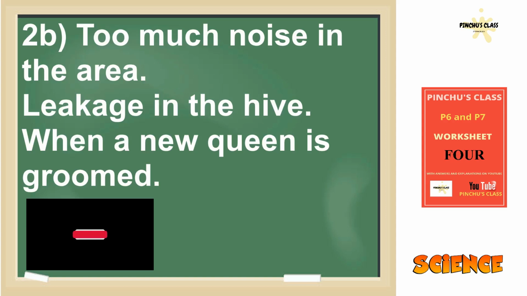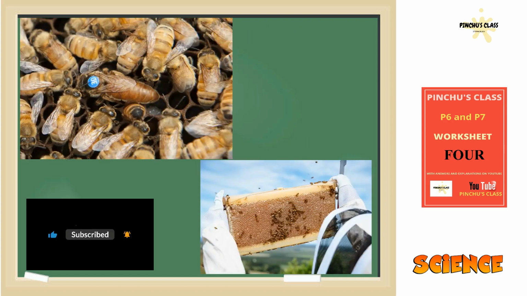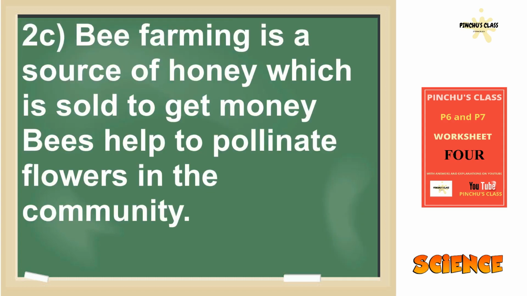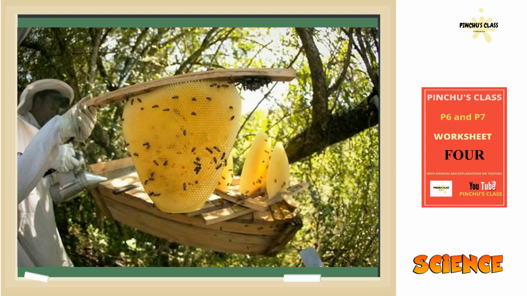One might be too much noise in the area, leakage in the hive, even when a new queen bee is groomed, that causes swarming. Okay, let's go to 2C. Importance of bee farming in a community. Bee farming is a source of honey which is sold to get money. Bees also help to pollinate flowers in the community. Yes, so those are importances of bees in a community.